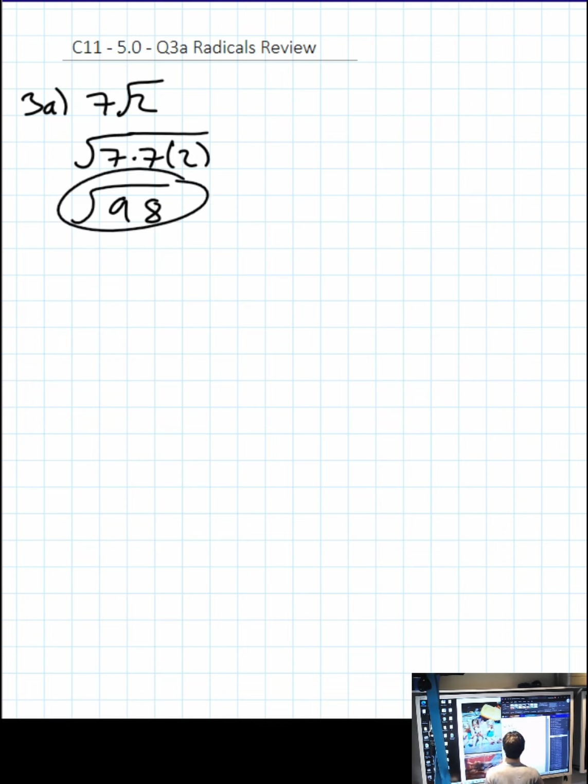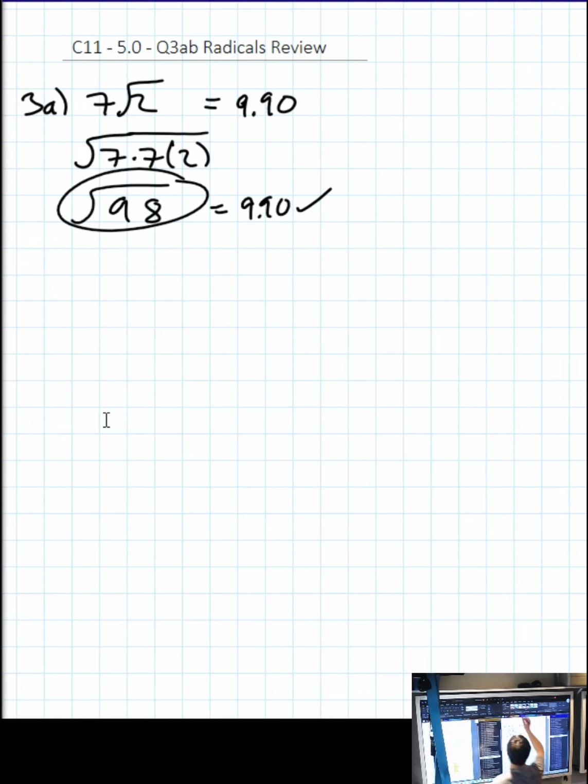Near the question, we can say equals, if I type it in the calculator, 9.90. And near the answer, square root of 98, also 9.90, rounded answers, making sure those are correct. Awesome. Okay, we have 3b.